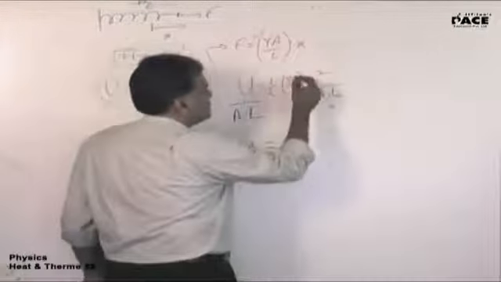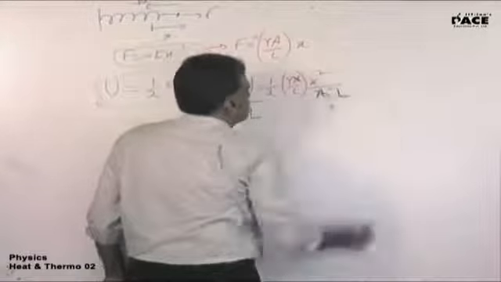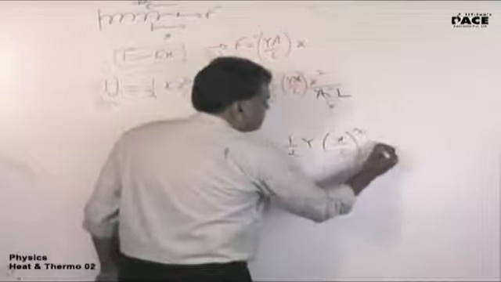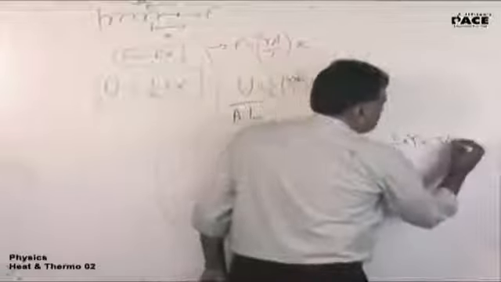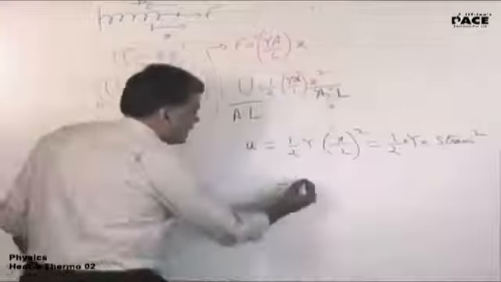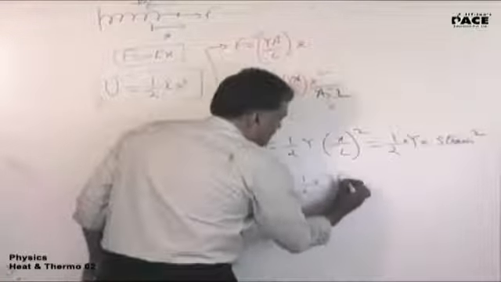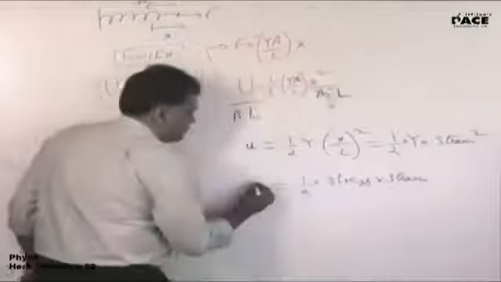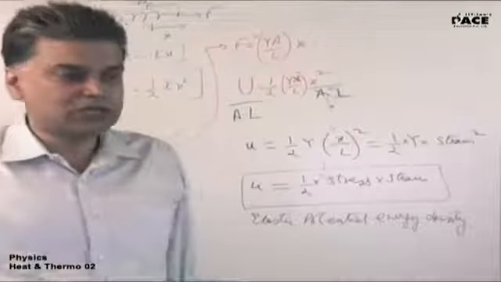And what do you have here? The A cancels, and this is the L. So what you have is half Y times x by L the whole square. This is nothing but half Y strain square. And Y times strain is stress. So you can get it as half into stress into strain. This is the formula for elastic potential energy density. Elastic potential energy density, this is the formula.